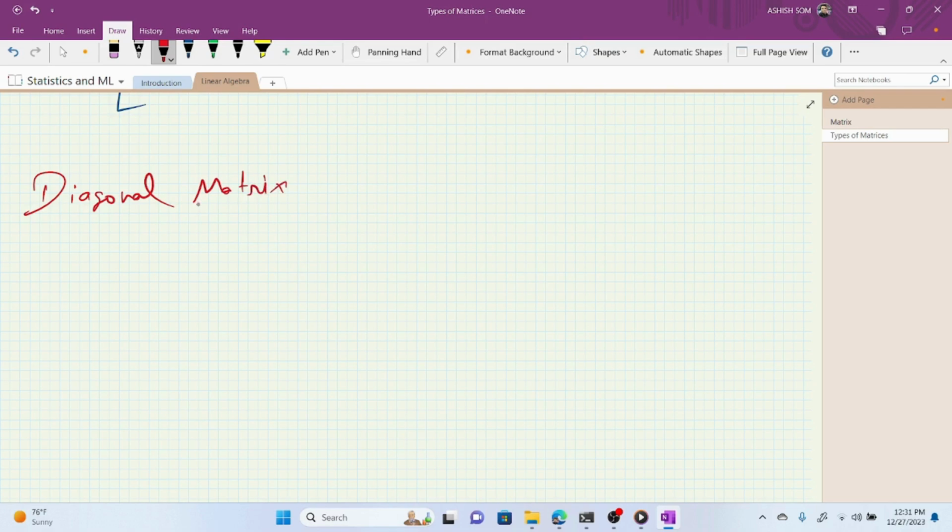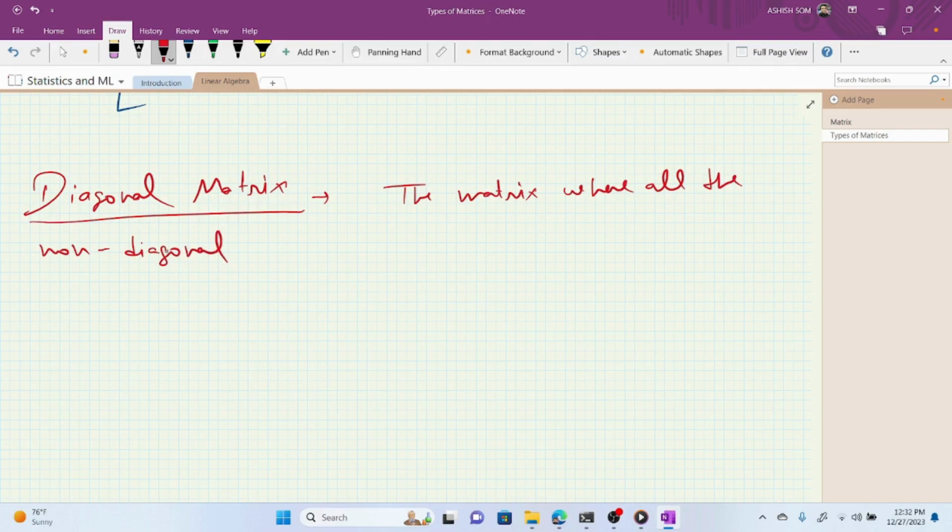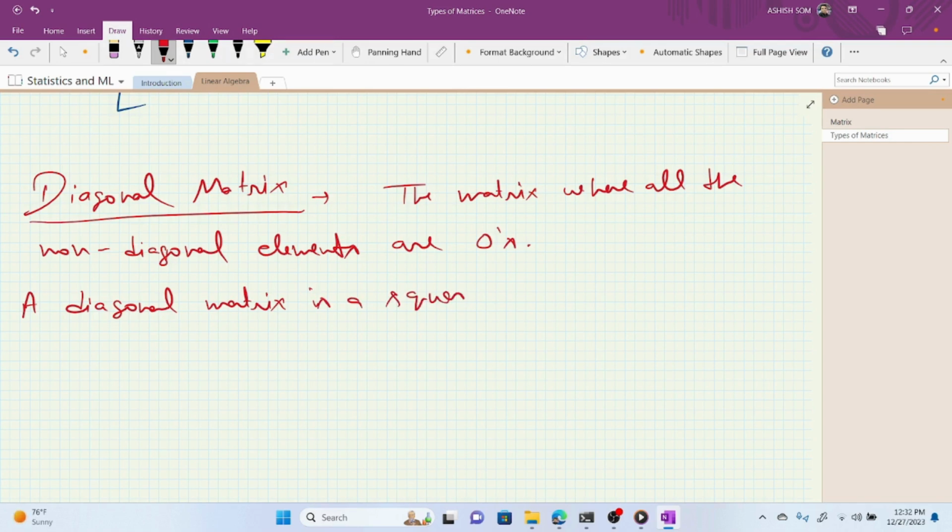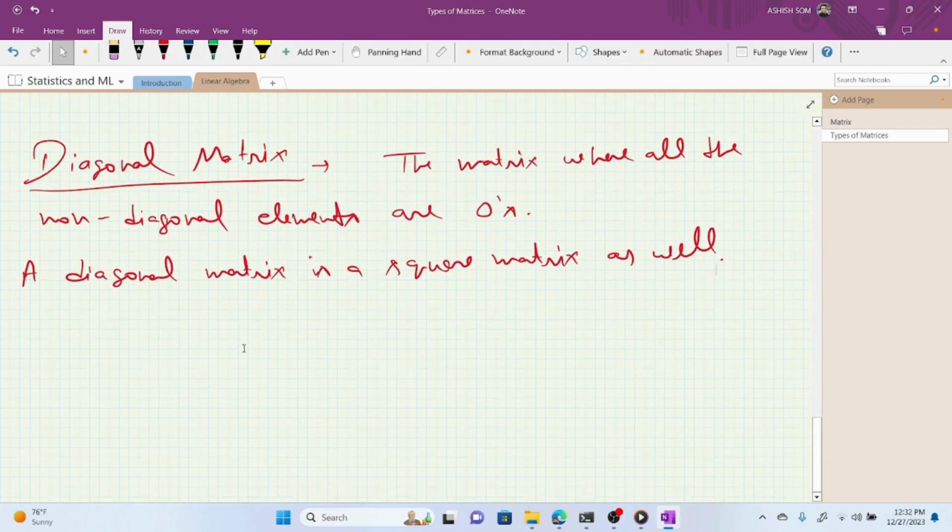Diagonal matrix. The matrix where all the non-diagonal elements are zeros, then it is a diagonal matrix. A diagonal matrix is a square matrix as well. So to be a diagonal matrix, first of all, the matrix has to be a square matrix, and then apart from the main diagonal, or the principal diagonal, whatever other elements we have, those have to be zeros.